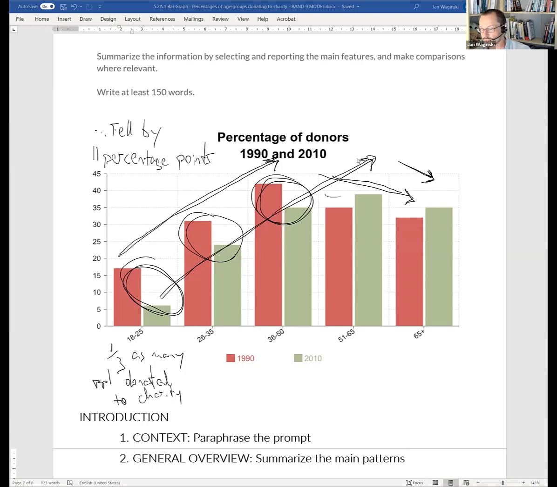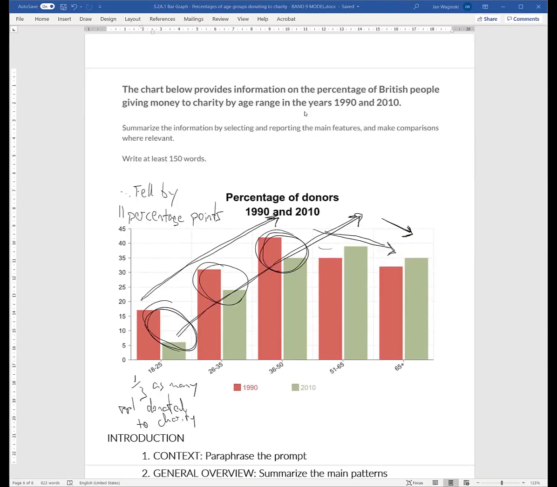Okay, and I'll give you 10 minutes. What generally works is to try and paraphrase it chunk by chunk.